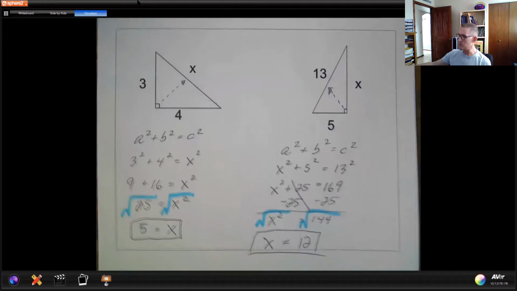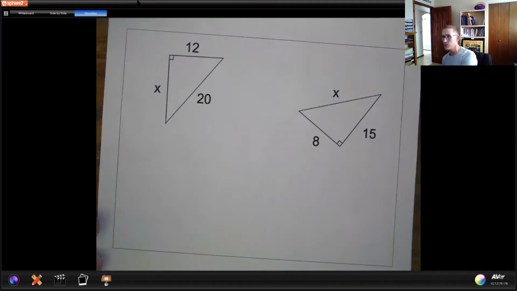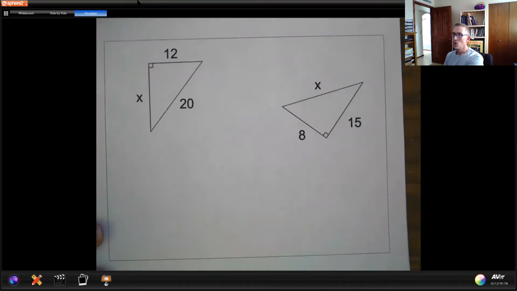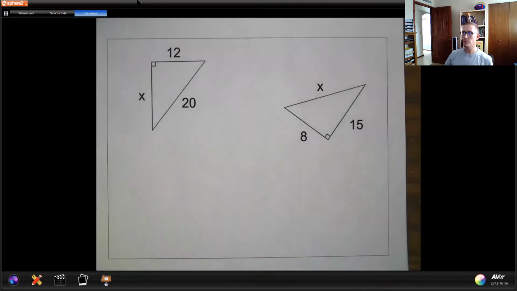So let's have you guys go ahead and try it yourself. What I would like you to do at this point is pause the video and write down these two examples. If you're watching right now, you can just go ahead and solve both of them. The x is in two different locations. So look back to the two examples we just did to figure out which way you're going to solve it. So go ahead and pause right now, and then we'll see how you did.